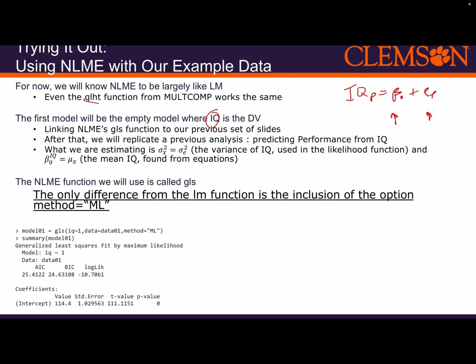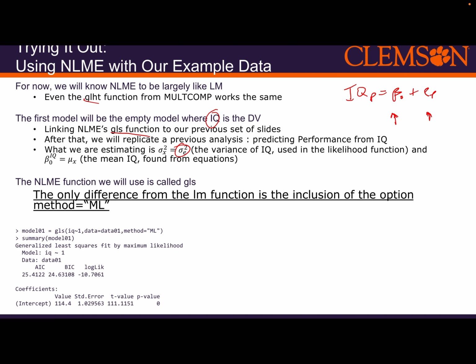So we're going to use the GLS function within NLME to do so. And then after that, we're going to replicate an analysis, or actually, it's not even replicate. We're going to predict performance from IQ. We're going to show how this works. What we're estimating is this sigma squared error, and then the fixed effects fall out.